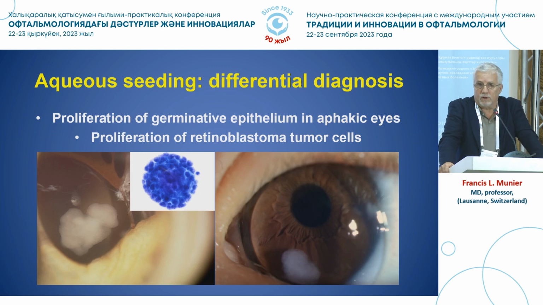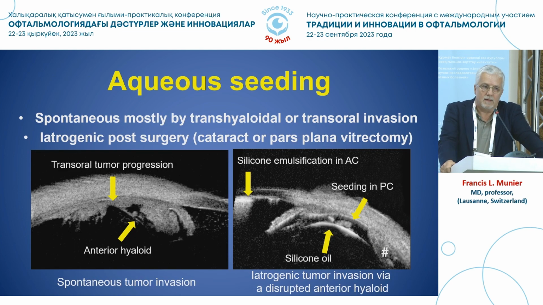Both of the seeding types are usually treated by enucleation. Now, you have a differential diagnosis. Here on your left is a true seed of retinoblastoma, whereas on your right, it's Elschnig pearl in a patient with congenital cataract and aphakia. The seeding can occur spontaneously, or can be iatrogenic, secondary to an intraocular surgery like vitrectomy or cataract surgery with a posterior rhexis.